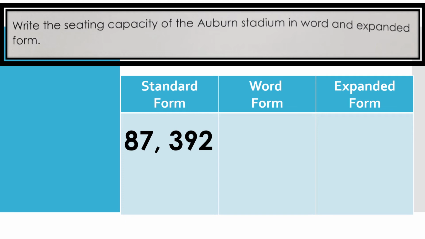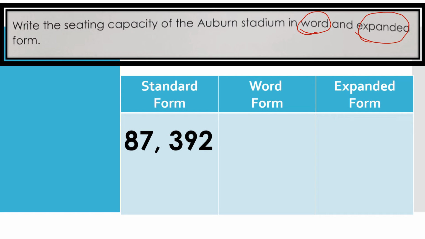in word and expanded form. So I'm going to go ahead and circle word, and I'm going to circle expanded because those are the two things that I'm looking for. Now, the cool thing with word form is if you can say the number, then you can write it in word form because whatever you say is exactly what you write.